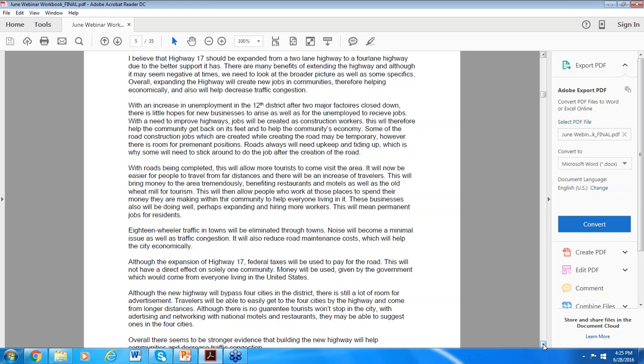I also noticed that this particular writer revisits that claim in the last paragraph, stating, "Overall, there seems to be stronger evidence that building the new highways will help communities and decrease traffic congestion." So those two reasons, helping the community and decreasing traffic congestion, should be the type of evidence that the writer then again provides. Did you find anything within evidence that really did deal with helping their communities and decreasing traffic congestion? Were there quotes and connection pieces?